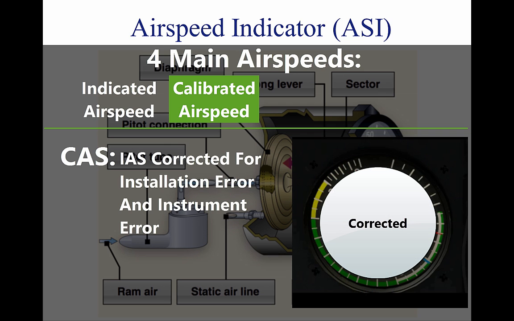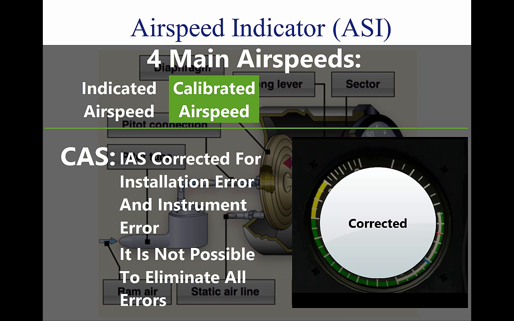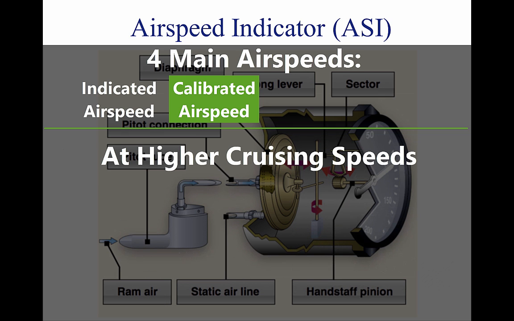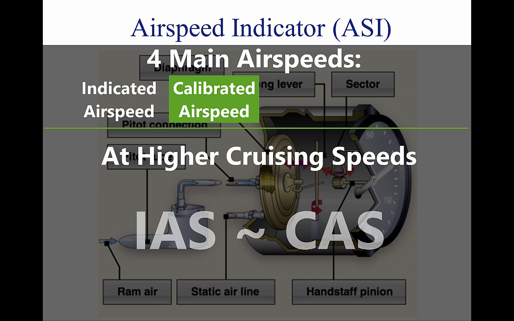Although manufacturers attempt to keep airspeed errors to a minimum, it is not possible to eliminate all errors throughout the airspeed operating range. At certain airspeeds and with certain flap settings, the installation and instrument errors may total several knots. In the cruising and higher airspeed ranges, IAS and CAS are approximately the same. Refer to the airspeed calibration chart to correct for possible airspeed errors.